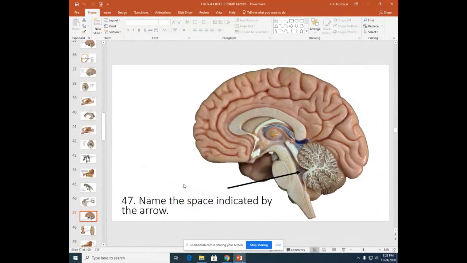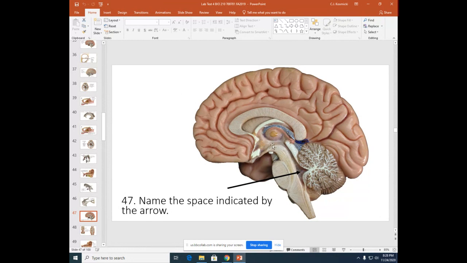Okie dokie. Back to the brain. Name the space indicated by the arrow. Make sure you read. I'm even nice enough to tell you space. So make sure that when you take this online, if it asks you for the space, this space is in front of the cerebellum. It's directly behind the pons. What are we looking at? Fourth ventricle. Yep, fourth ventricle.